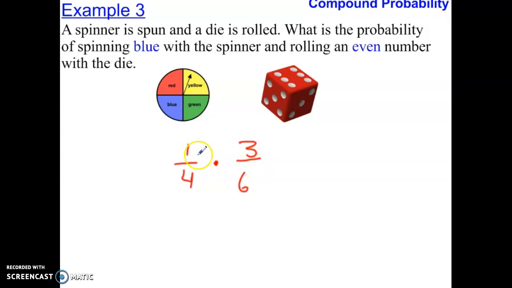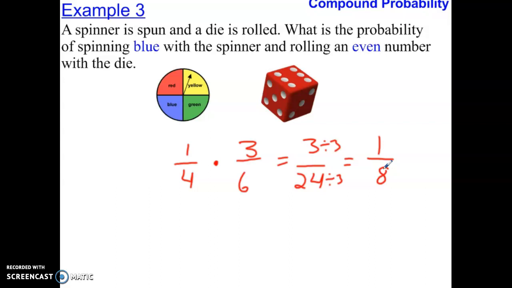Okay? So what I do is I multiply 1 times 3 is 3. 4 times 6 is 24. Now what I have to do is reduce. Notice that I can divide 3 and 24 by 3. So 3 divided by 3 gives me 1. Okay? 24 divided by 3 gives me 8. Okay? So my answer is 1 out of 8.